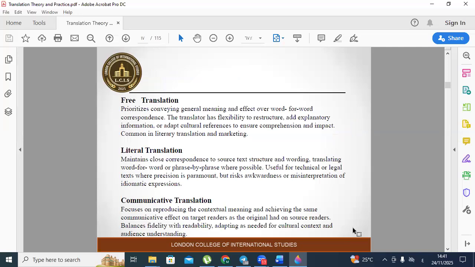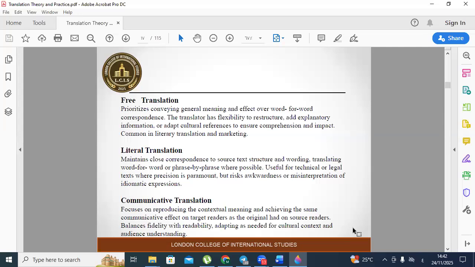Let's begin with free translation. It prioritizes conveying general meaning and effect over word-for-word correspondence. The translator has flexibility to restructure, add explanatory information, or adapt cultural references to ensure comprehension and impact, common in literary translation and marketing.